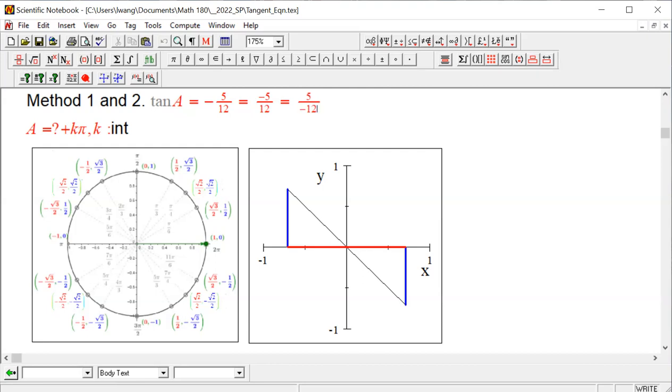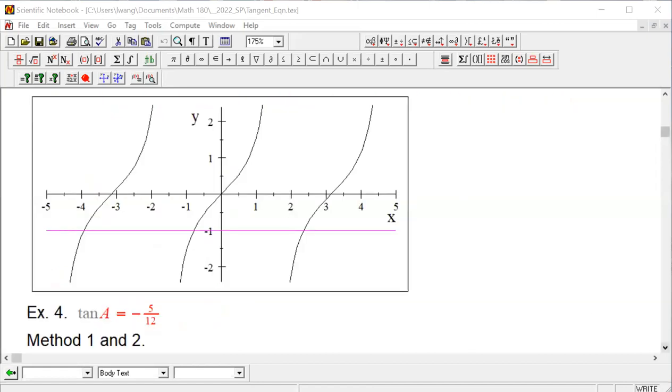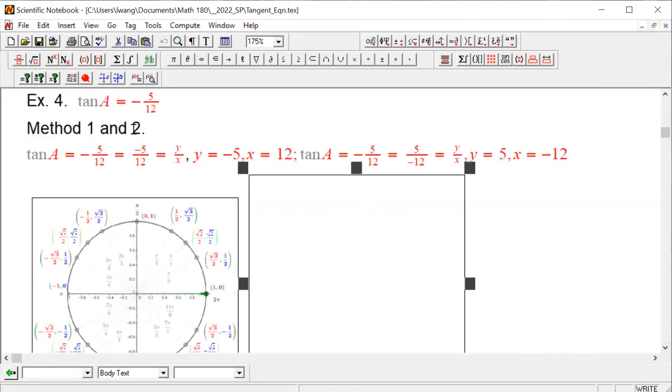5/-12. All right, so for this question, we have -5/12. So we can write it as -5/12. In this case, y is -5, x is 12, or 5/-12. They're all the same numerical value, but y equals 5, x equals -12.